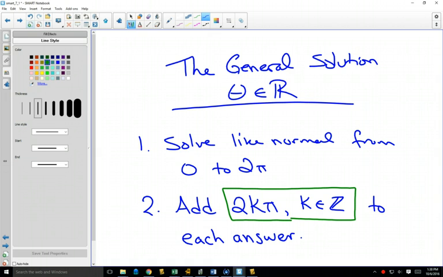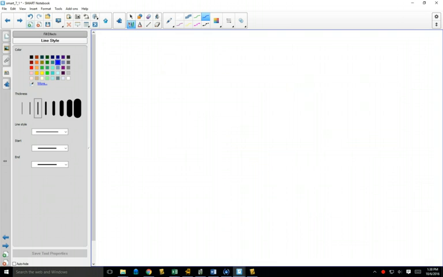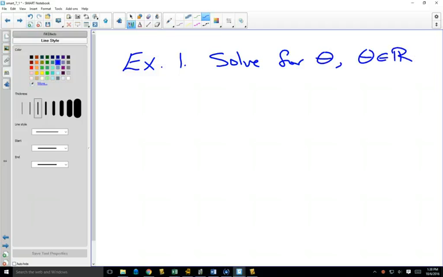At the bottom of page 574 is example number 1. You can put an X through it because we're not going to do it, and we're going to do this question instead. So this will be our example number 1. We're going to solve for theta, where theta is over all real numbers, for 7 sine theta plus 1 equals 0.